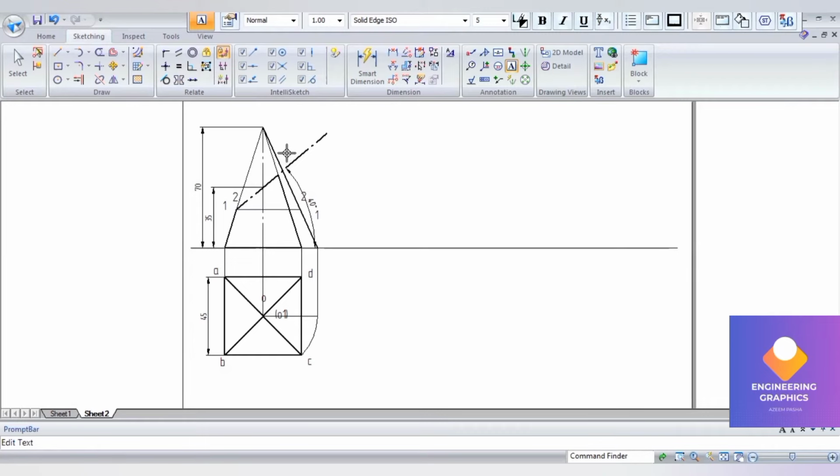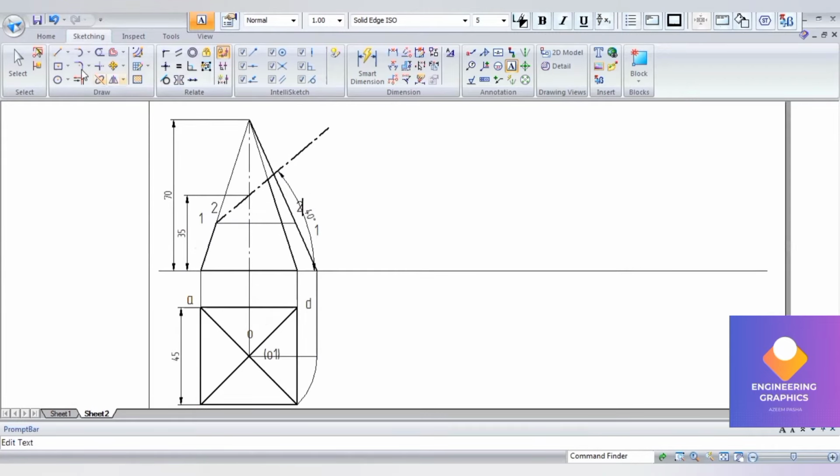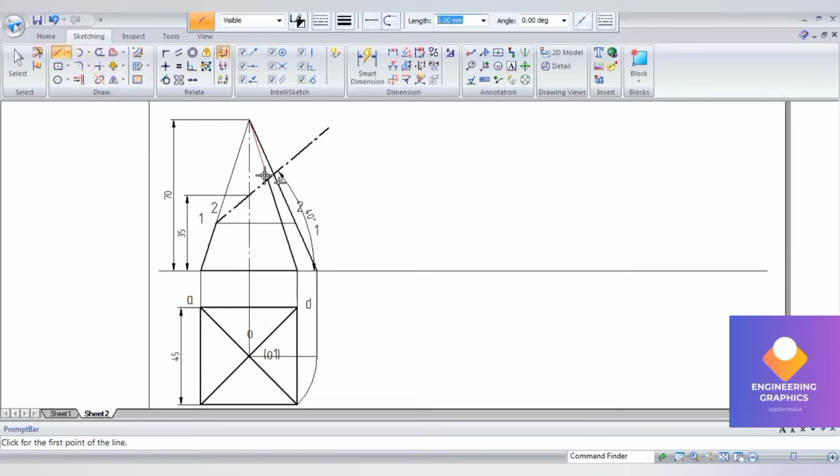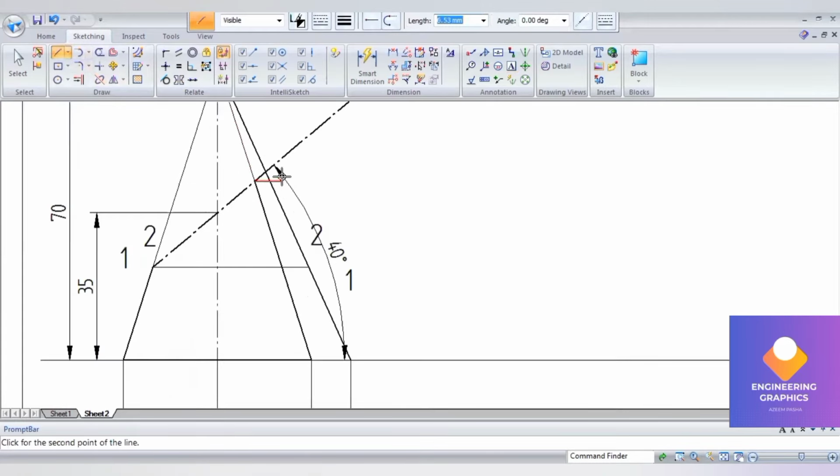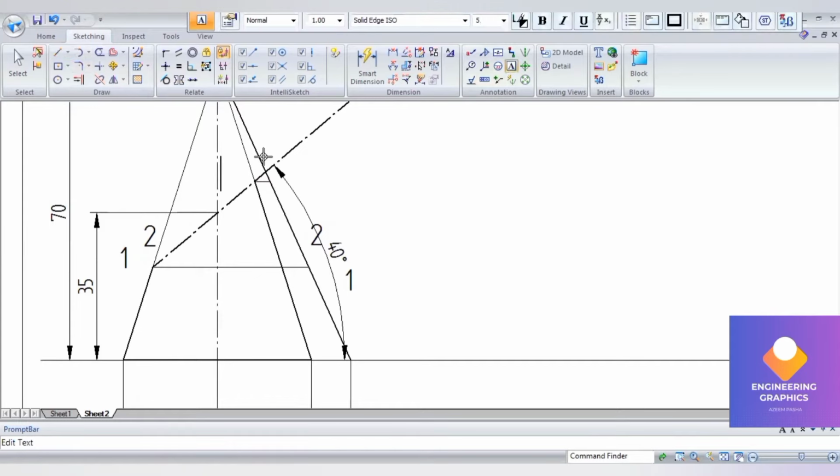The same way, from that cut point also, we have to draw a horizontal straight line. Yes, we have to draw it there. That is your point number 3 and 4.